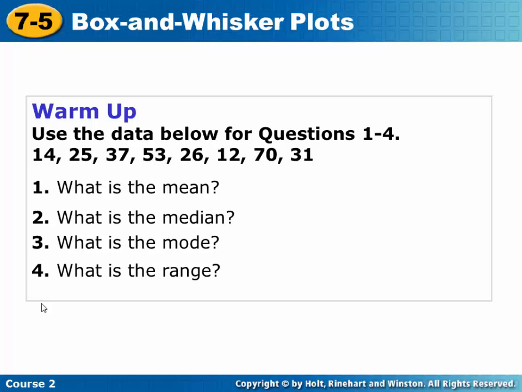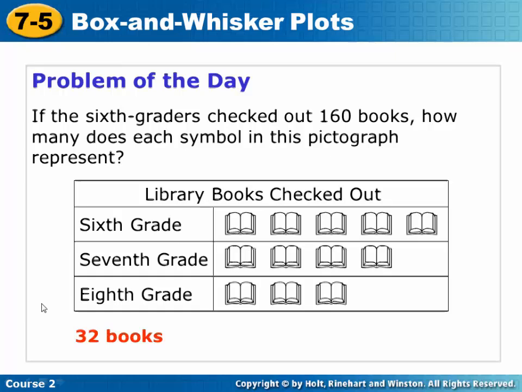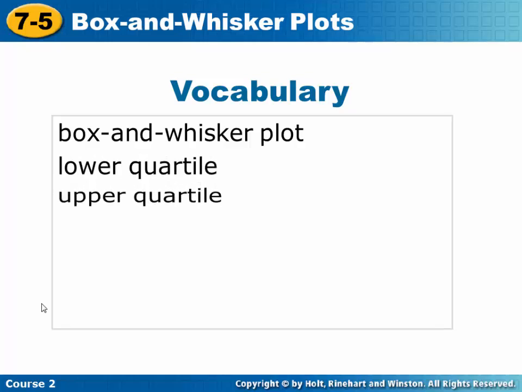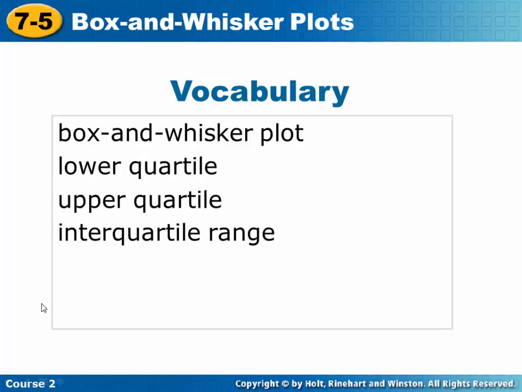And the median and the range are going to be very important in today's lesson when we talk about box and whisker plots. So let's go ahead and skip through these questions. So now, today what we're going to do is learn to display and analyze data using a box and whisker plot. There's 4 vocabulary words we need to focus on today. One is box and whisker plot itself, the lower quartile, the upper quartile, and the inner quartile range.